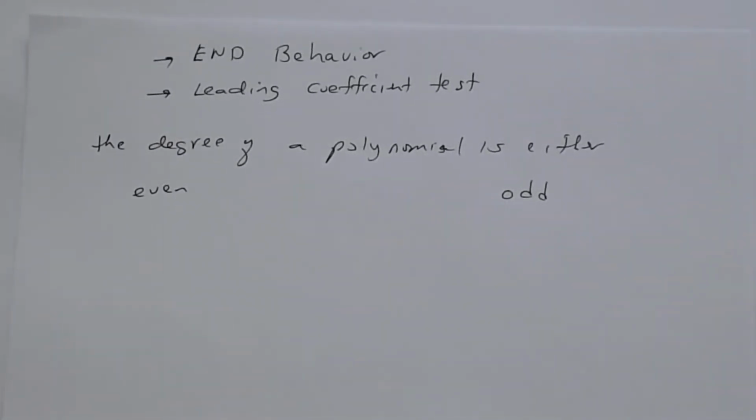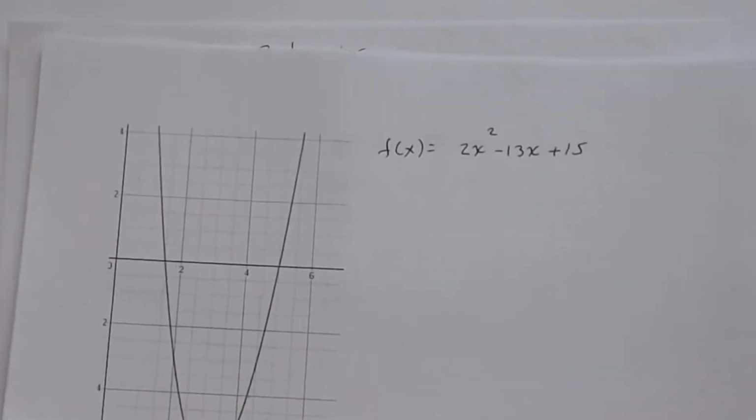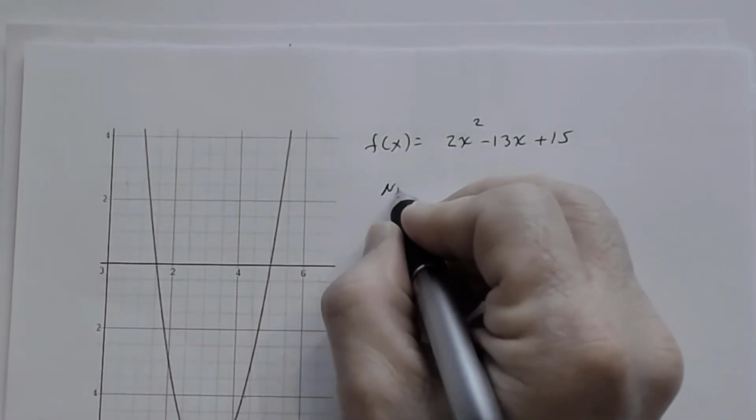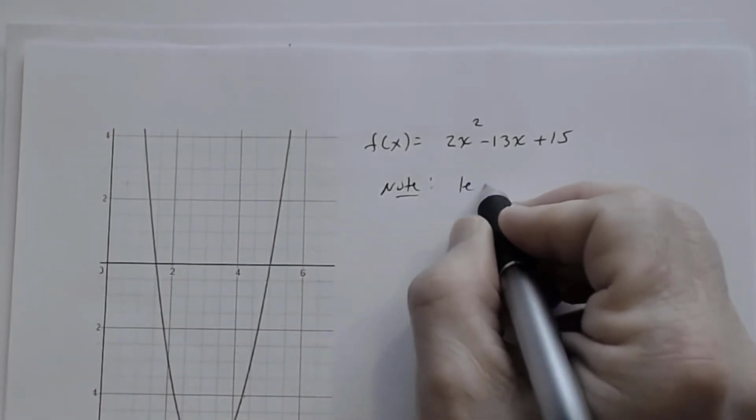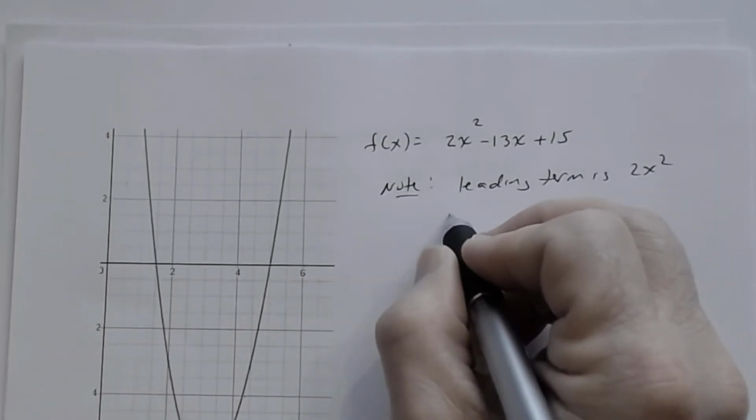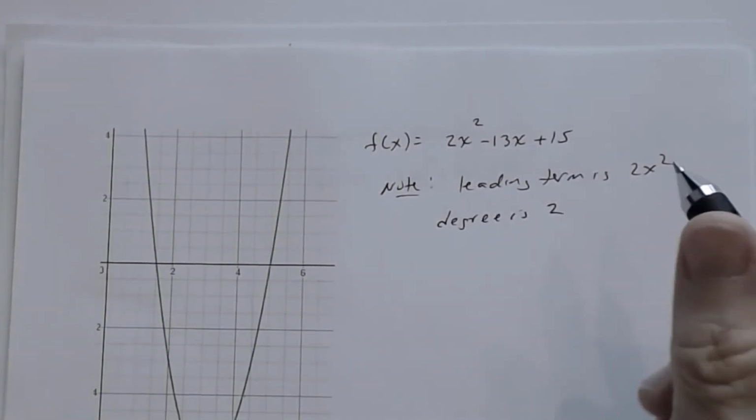Okay, what I want to do now is look at some examples of graphs of polynomial functions where the degree is even. So let's look at even first. Notice you have this polynomial function. What is the degree of this polynomial function? Let's talk about the leading term. The leading term is 2x squared. The degree is 2.